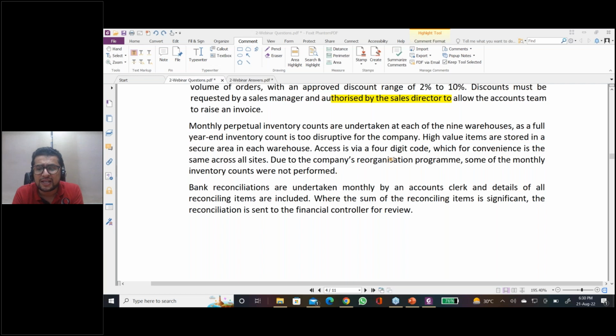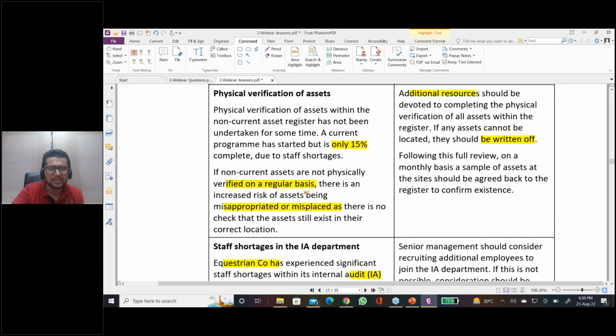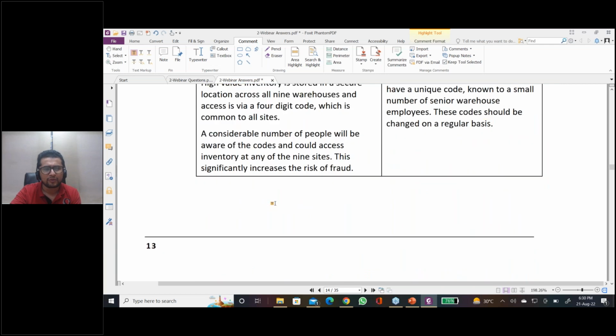And the second deficiency is that some of the monthly inventory counts were not performed, and as a result, there would be unreconciled items between the actual inventory and the inventory records. Is this clear, the 2 deficiencies? Let's check it out from the solution.